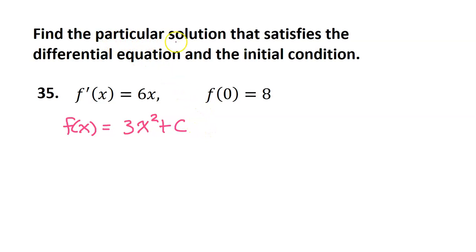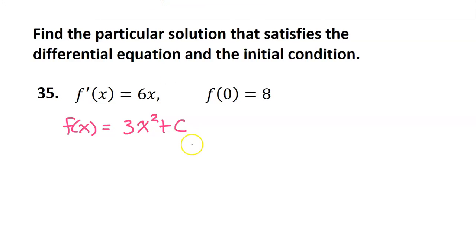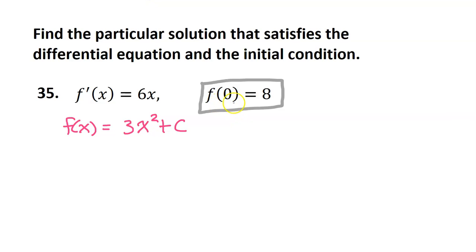Finding the particular solution means that we need to solve for c. And we can do that using this initial condition. So f at 0 equals 8. That means if I plug in 0, I should get 8. So I'm going to plug in 0 and set it equal to 8.